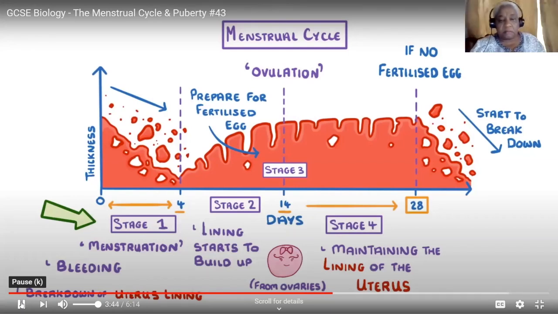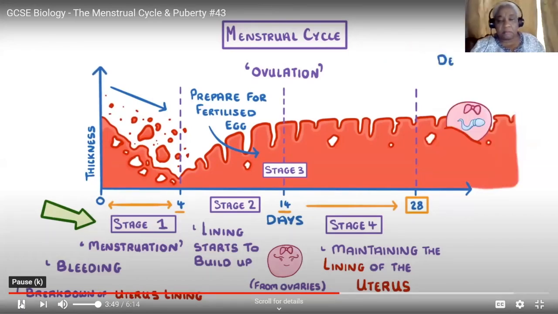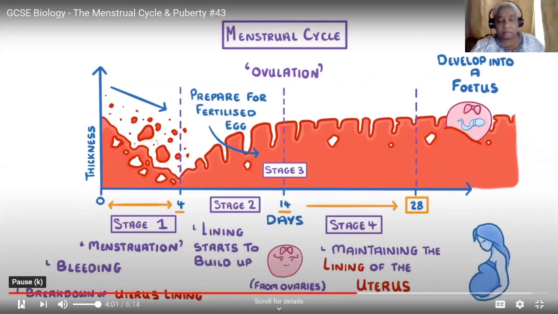However, if there was a fertilized egg, then it would implant into the uterus lining and slowly develop into a fetus. Remember that if this does happen, the cycle doesn't go back to stage 1 again. The menstrual cycle would actually stop because the woman's pregnant, so there'd be no need for this cycle.